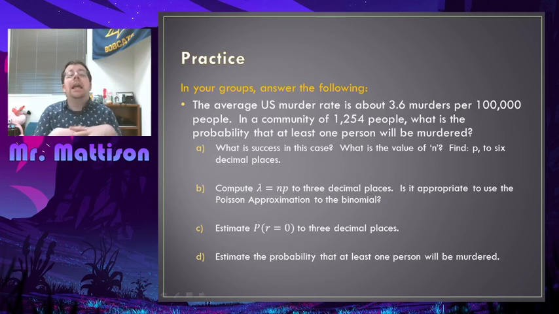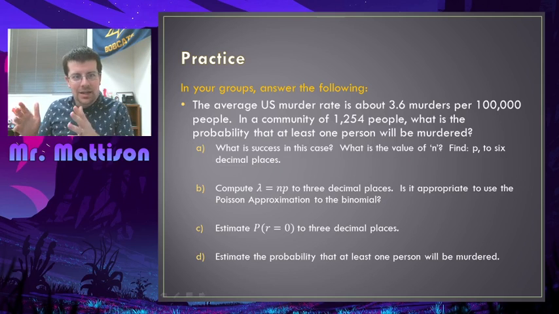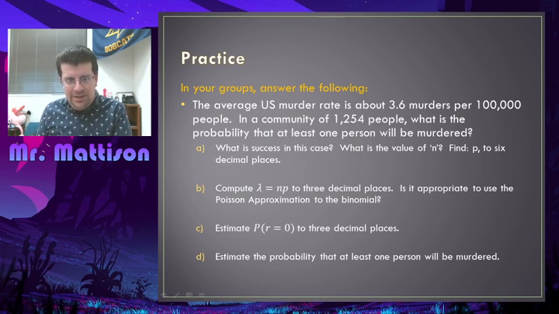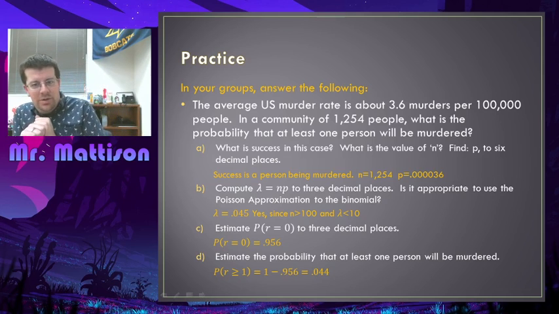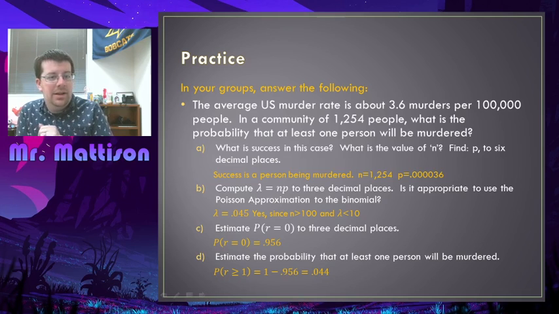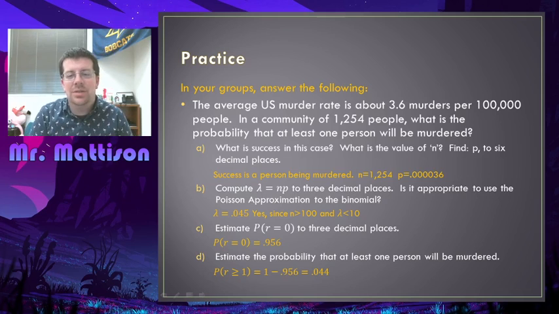So again, this is assuming that the national murder rate is uniform across the entire country. It typically isn't. It changes based off of where you are at, but again, this is for practice's sake, right? So what is success? Success doesn't always mean good things, because a success in this case is someone gets murdered, right? My sample size is 1,254. My probability of success is very, very low, which is a good thing, right? 3.6 divided by 100,000 is 0.000036.